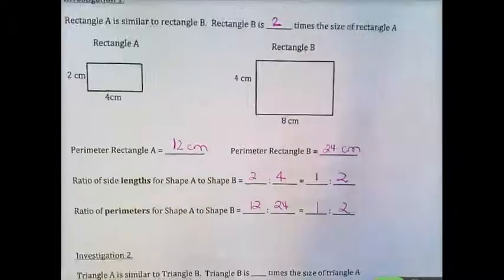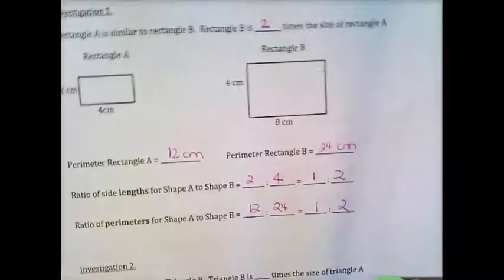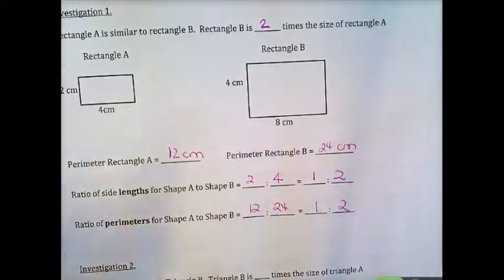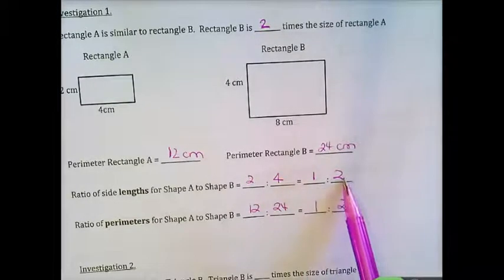Girls, are we okay with that? So if the ratio of the side lengths is 1 to 2, then the ratio of the perimeters is the same. Why? Because perimeter is just length. You're going to find that when we do ratio of areas, you're going to get different results. And when we do ratio of surface areas later, you're going to get different results. So here, the ratio of the side lengths is 1 to 2, so is the ratio of the perimeters, because perimeter is just adding up the side lengths.